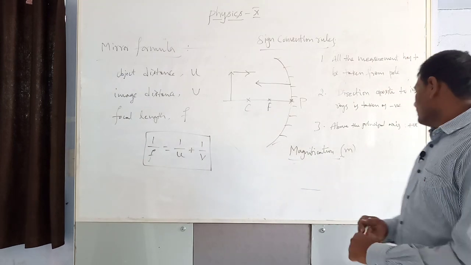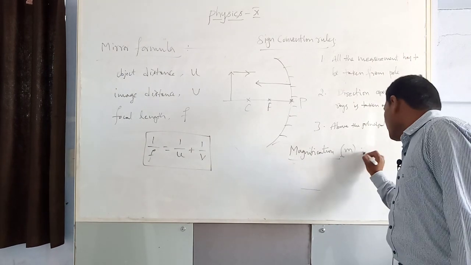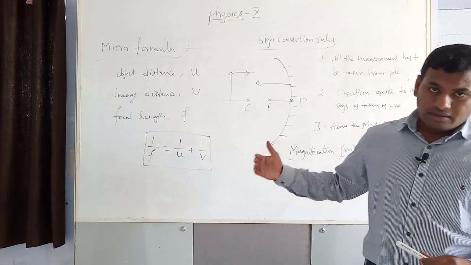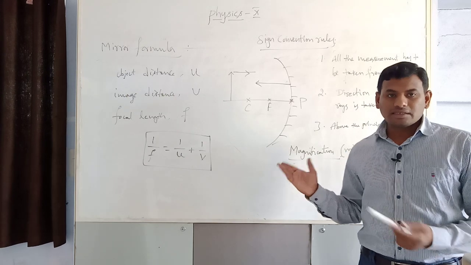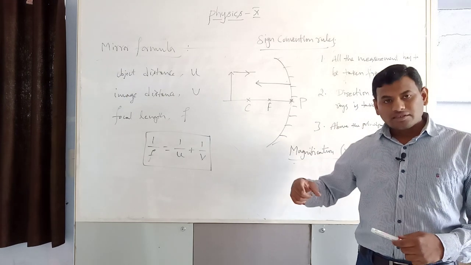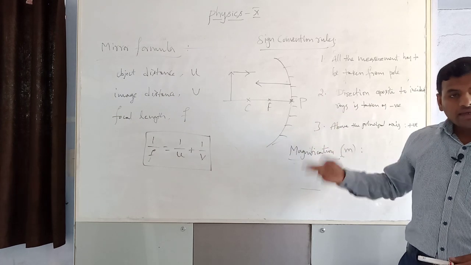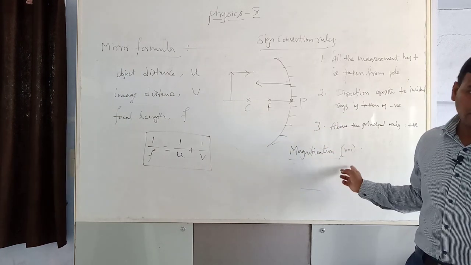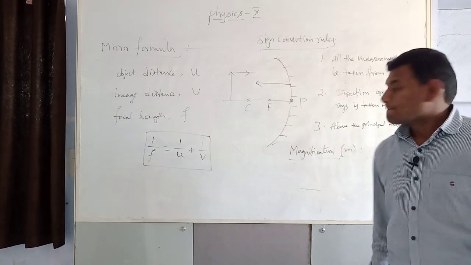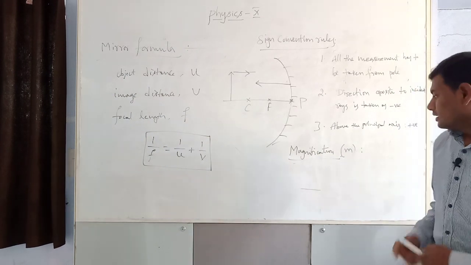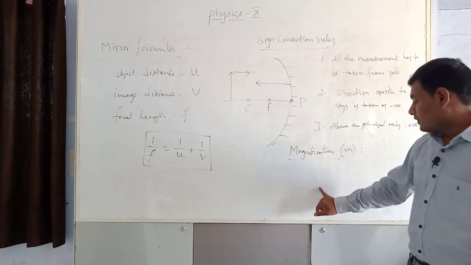For example, if the size of the object and size of the image is the same, when the object is at center of curvature, the size of the object and size of the image will be same. At that time, they get cancelled and we will get 1. Magnification is 1. When magnification is 1, then the size of the image and size of the object will be same. Let us see the formula for finding magnification.